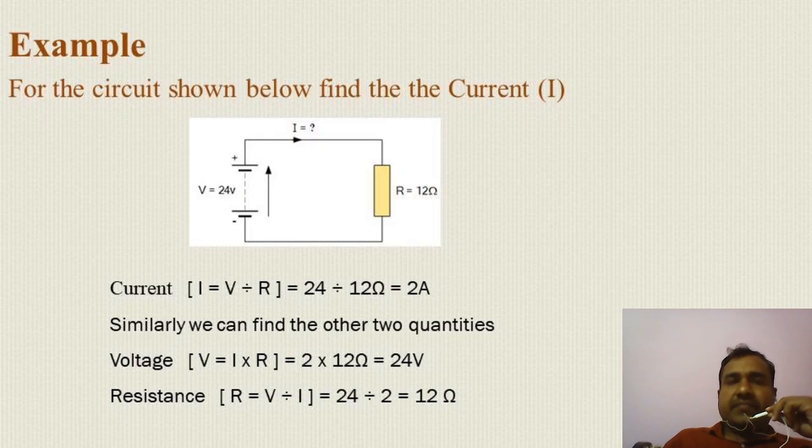amps. So like this you can find out any quantity if you know the other two quantities. That is, if you know I and R, that is current and resistance, you can easily find out what is voltage. And if you know V and I, that is voltage and current, you can easily find out what is the value of resistance.